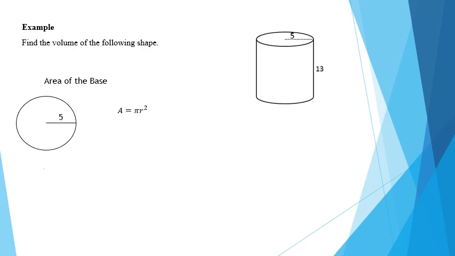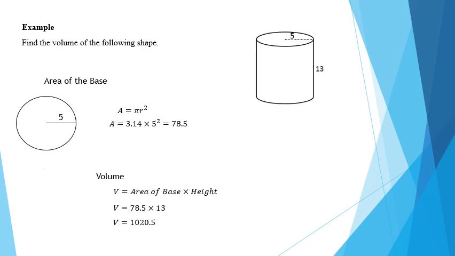So remember, pi is 3.14, our radius is 5 squared. And if we put that in our calculator, we'd get 78.5. So the area of our base is 78.5. So to find the total volume, we do the area of the base times the height, which is 78.5 times 13. So that tells us the volume of our cylinder is 1020.5.